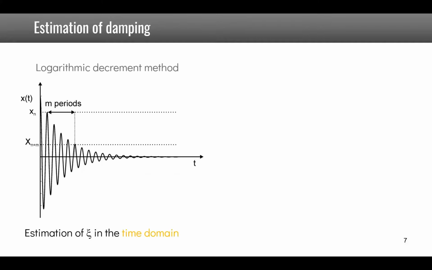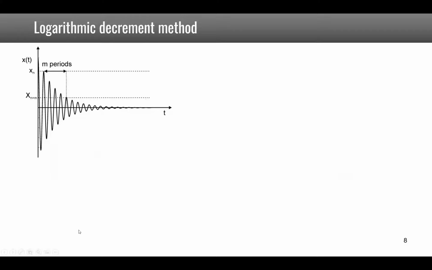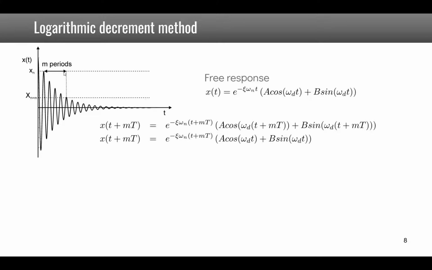There are two simple methods to estimate the damping of a structure. One is called the logarithmic decrement method, and it estimates psi in the time domain, and the second one is called the half-power bandwidth method for an estimation of psi in the frequency domain. The idea of the logarithmic decrement method is to take two amplitudes of peaks which are separated by m periods. We know that the free response for a 1 degree of freedom system is given by this expression, and so we are looking at this expression at x of t and x of t plus m periods.